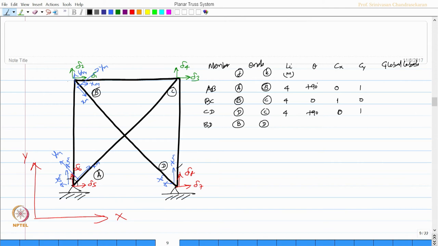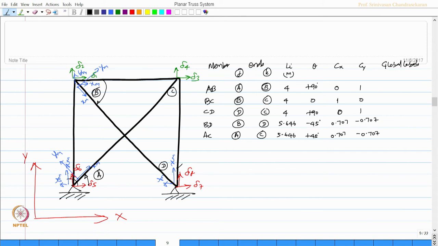The length is root 2 into 4 meters, that is 5.646. Now, the angle, you have to measure this angle with reference to this X axis, which is going to be minus 45, because anti-clockwise is positive, is it not? So, this is going to be 0.707, this is minus 0.707. For the member AC, it is at A and C, okay. The length is 5.646 meters. If you look at this angle is anticlockwise 45, so plus 45, so it is going to be 0.707 and 0.707.